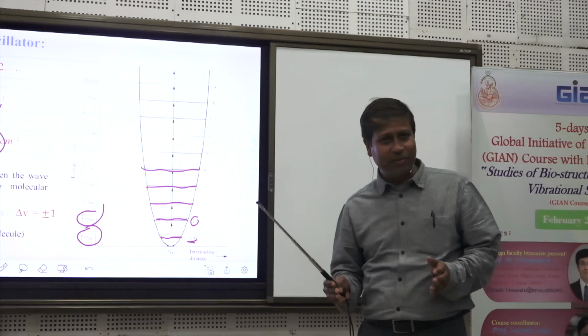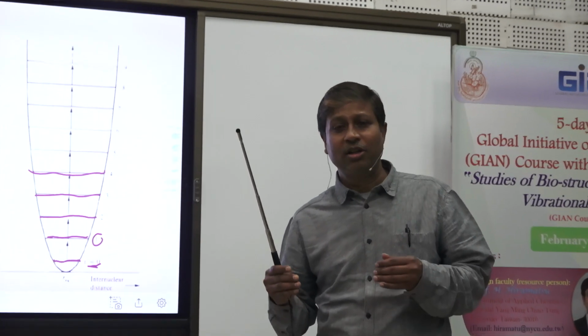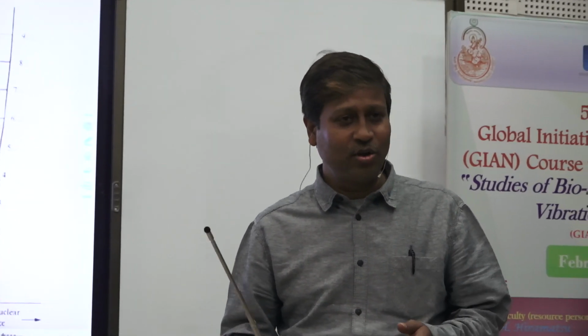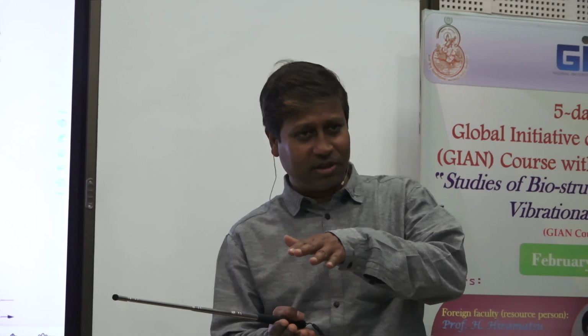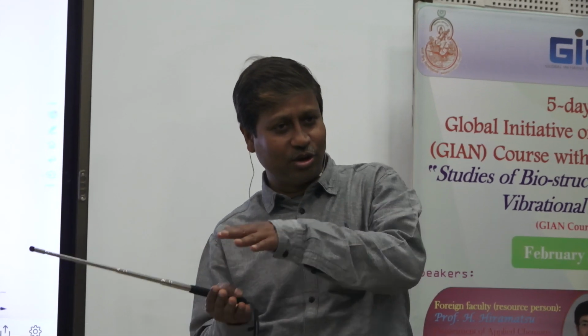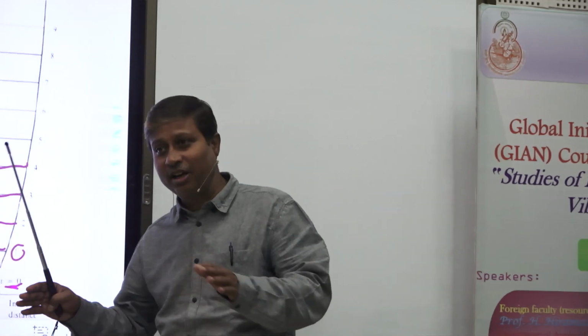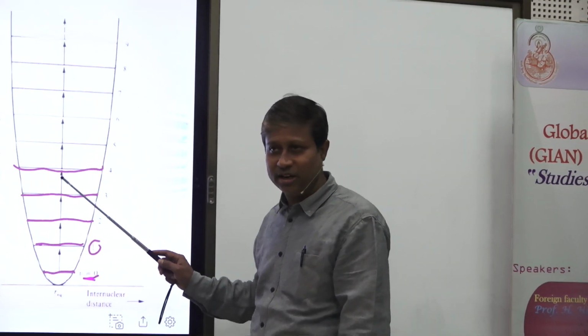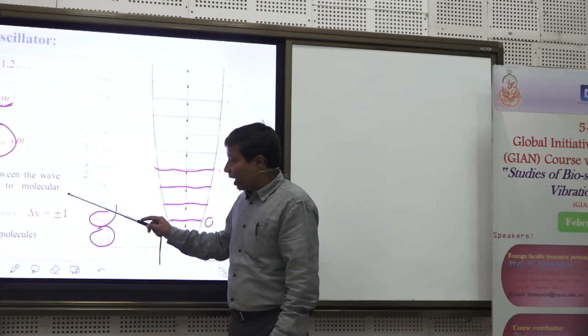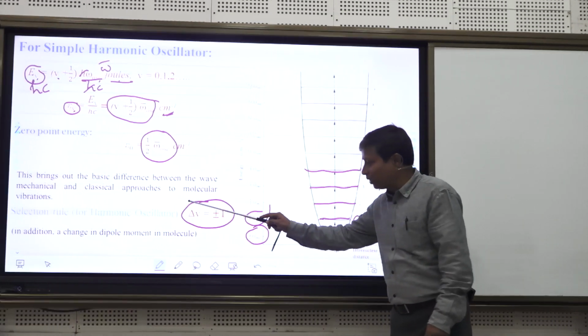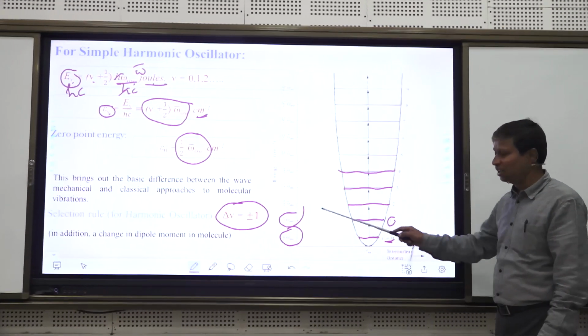Why do we need the vibrational energy levels? Because we have to think of transitions. A transition will take place between two energy levels, following some selection rule. Between two energy levels means we first have to know what the energy levels are. So we get the energy levels, and then when you think of the transition, we need some guidelines.